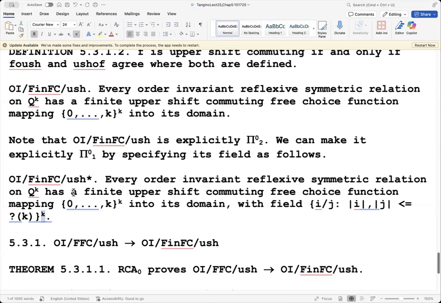The field of a function is the union of its domain and range. So if I tell you what the field is like this, this statement is now obviously pi 0, 1, right? Because I'm asking for a function with only a bounded number of possibilities for things, right? So it's not a problem. Okay, so I think this is quite nice. Every order invariant reflexive symmetric relation on Q to the K has a finite upper shift commuting free choice function mapping 0 through K to the K into its domain with field blah.